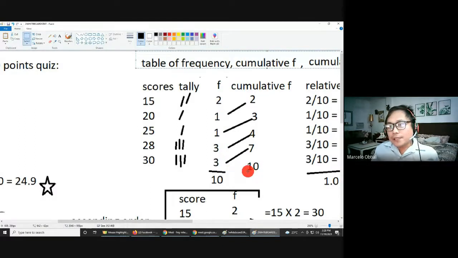What you noticed is that the last cumulative frequency is always equal to the total frequency. It is always that way, class. If they are not equal, there's something wrong with your computation here.